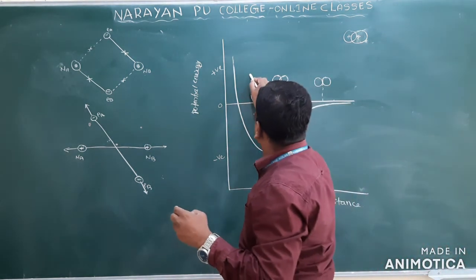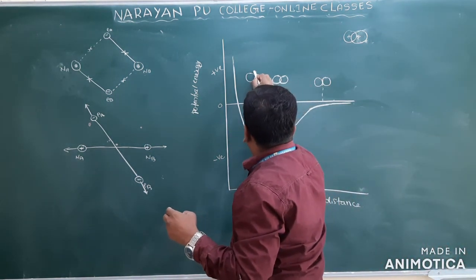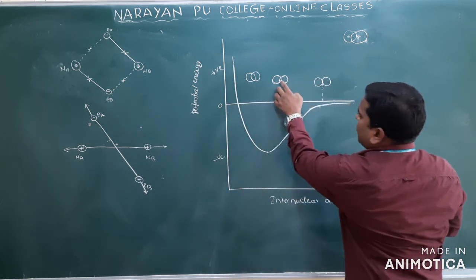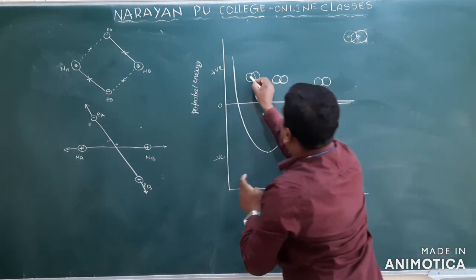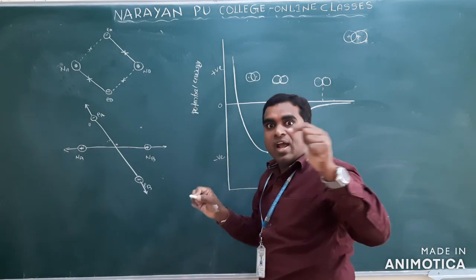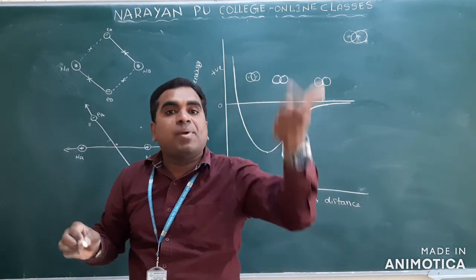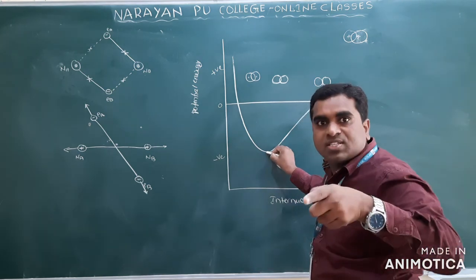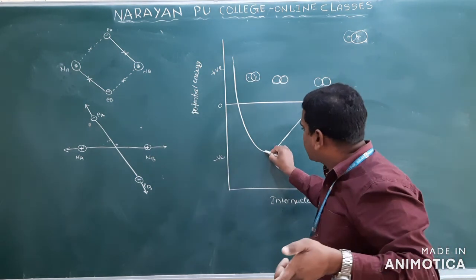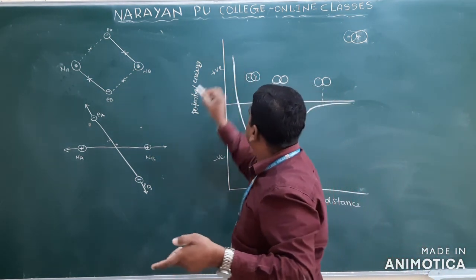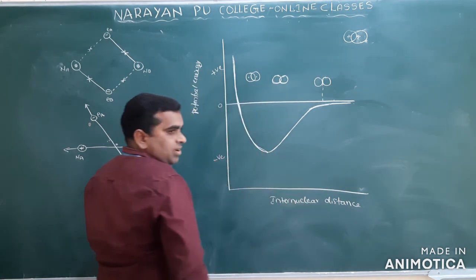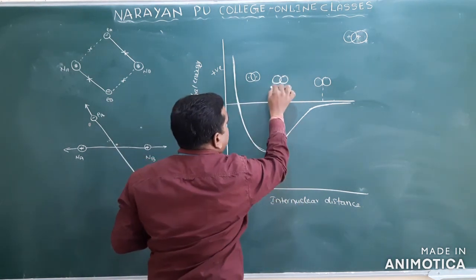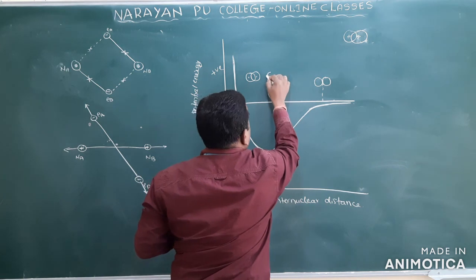If the molecules again come very close to each other, then what will happen? Repulsive forces dominate the attractive forces. Repulsive forces dominate, and then the energy increases. This is the concept. Clear?